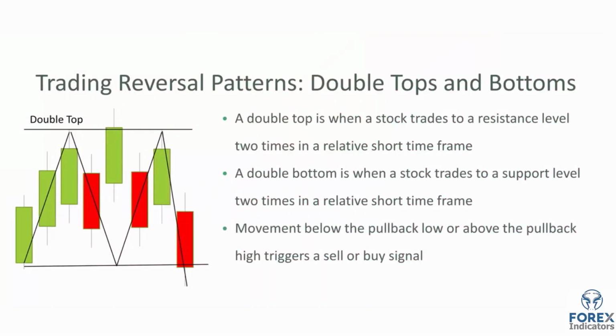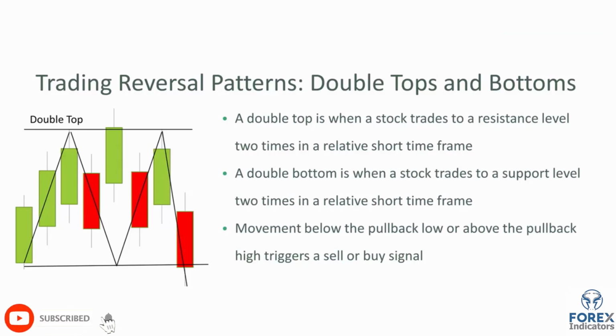Double top is when a stock trades up to a resistance level 2 times in a relatively short time frame, and a double bottom is when a stock trades down to a support level 2 times in a relatively short time frame. As you can see from the graph on the left, we have the stock in an uptrend. It moves up to a resistance level, has a pullback to a pullback low, moves up a second time to the resistance level, and then pulls back and dives lower than the first pullback low.